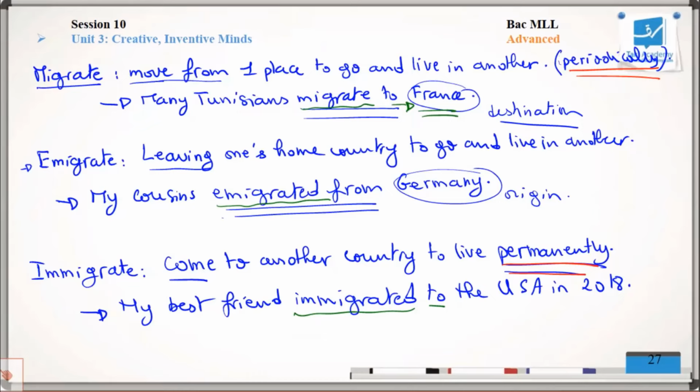Yes, we can, Maryam, sure. What about the nouns? Migration, emigration, and immigration. You simply add -tion at the end, ION.